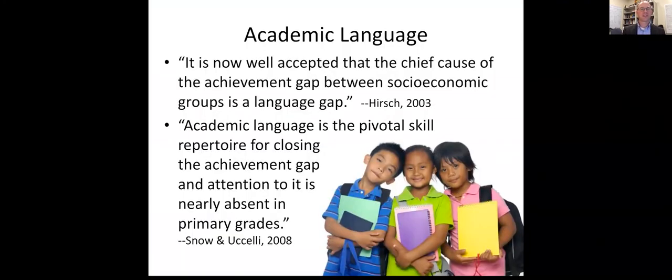Here's Hirsch. It's now well accepted that the chief cause of the achievement gap between socioeconomic groups is a language gap. Academic language is the pivotal skill repertoire for closing the achievement gap, and attention to it is nearly absent in primary grades. That's Snow and Uccelli.